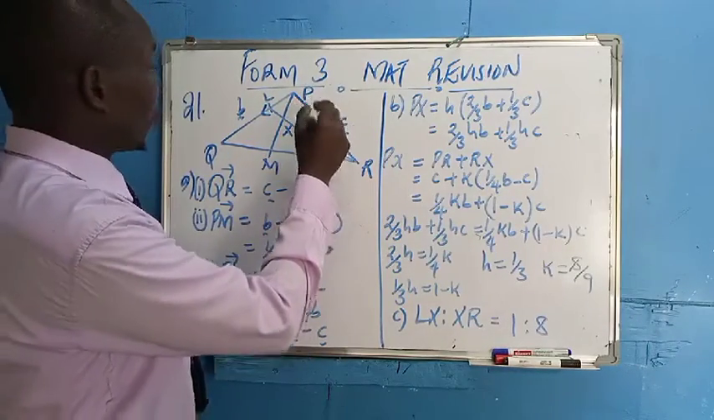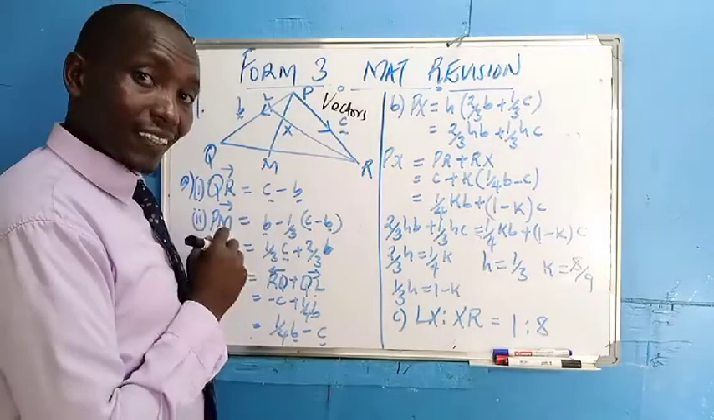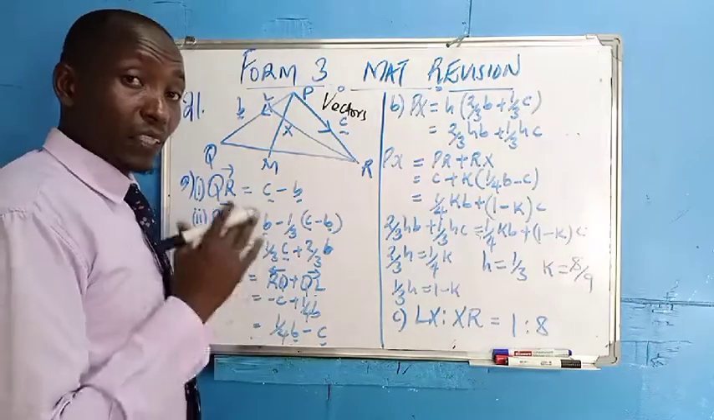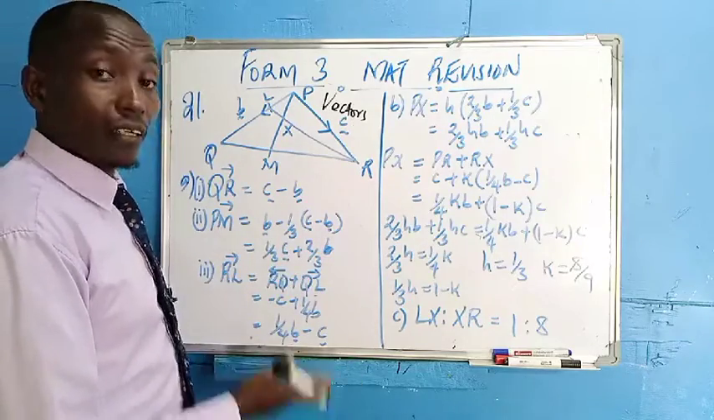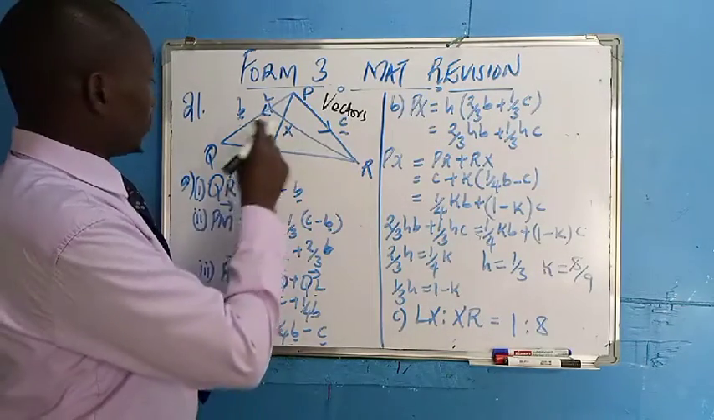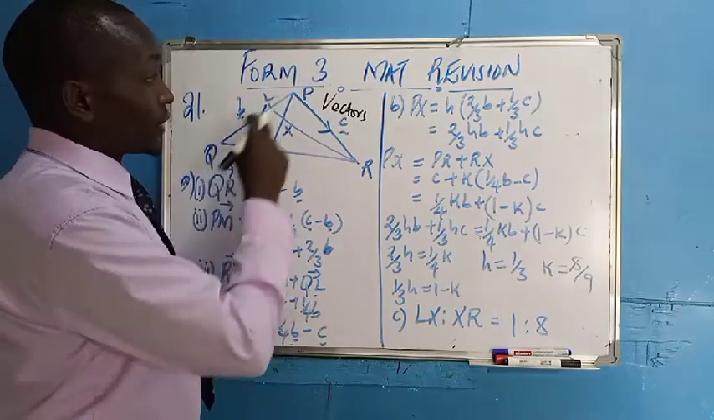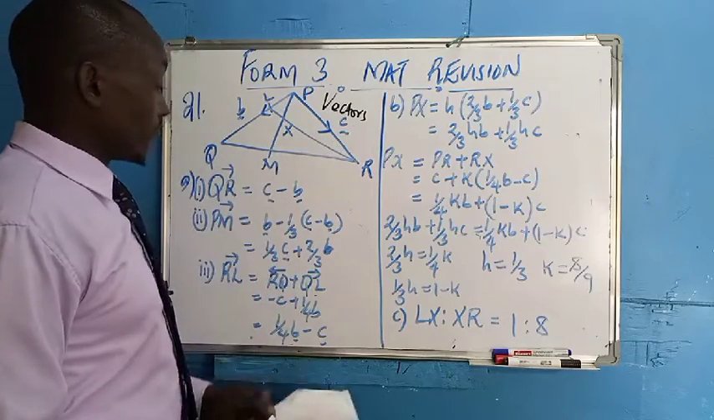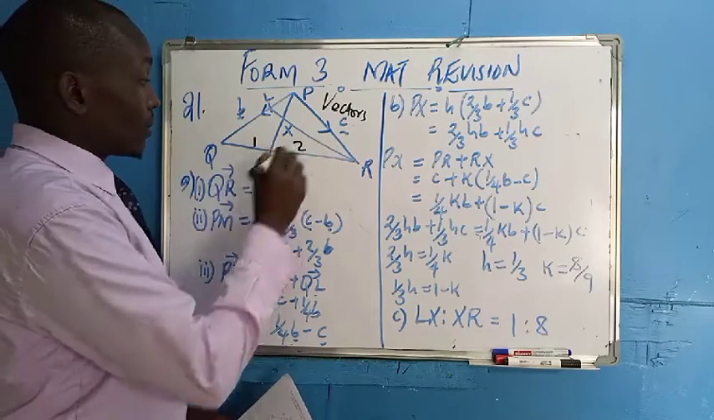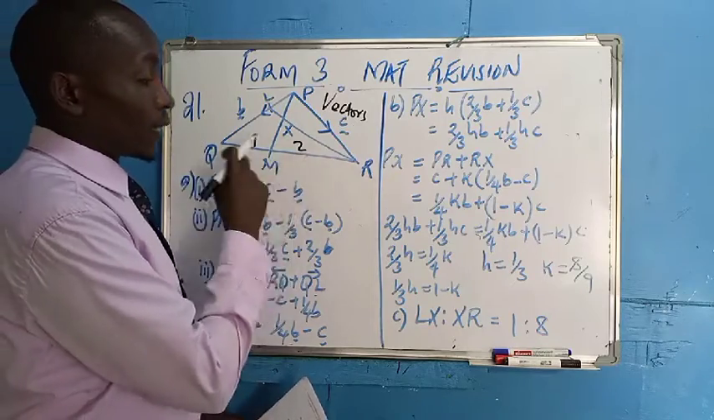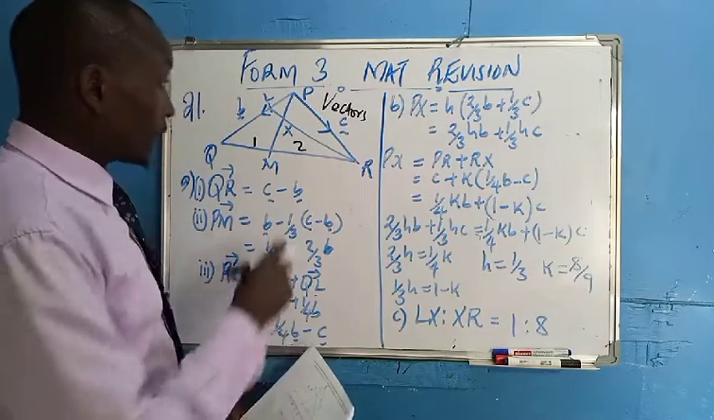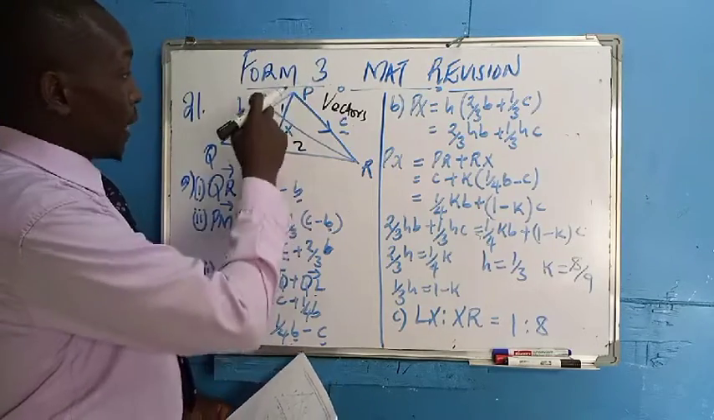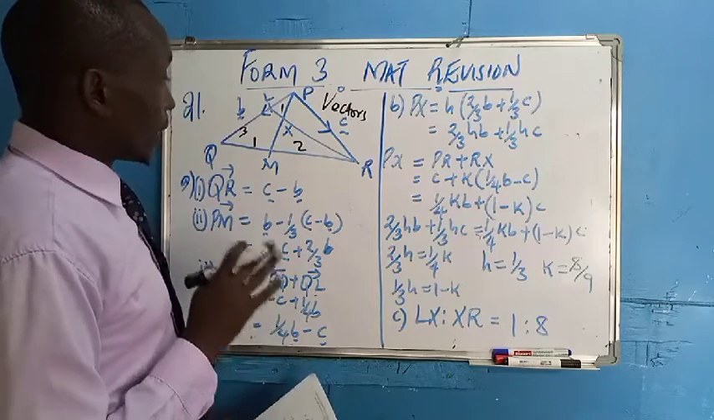Question number 21, a question on vectors. And questions on vectors, my student, are very easy. So do not fear questions on vectors, because these are 10-mark questions. So you're given this diagram here. There's a vector PQ, a vector PR, a vector QR, and a point M such that the ratio of QM to MR is 1:2. And of course the point L here, such that PL is to LQ is 1:3.